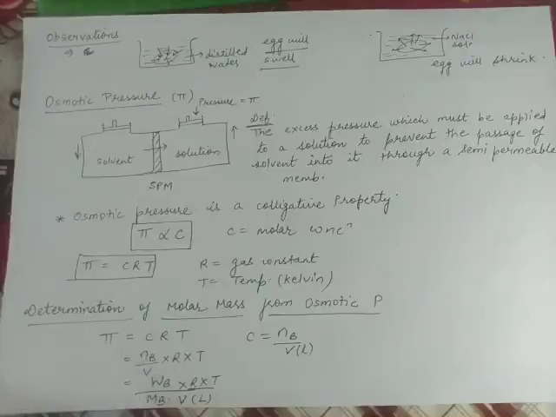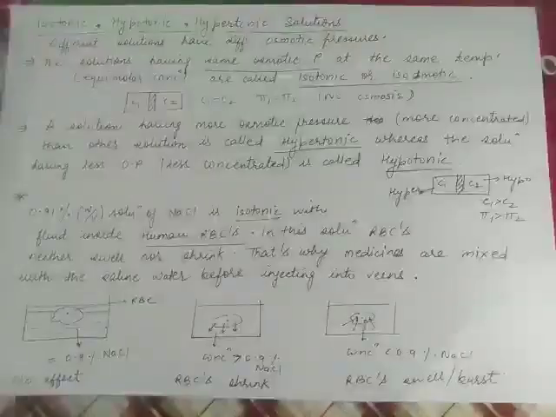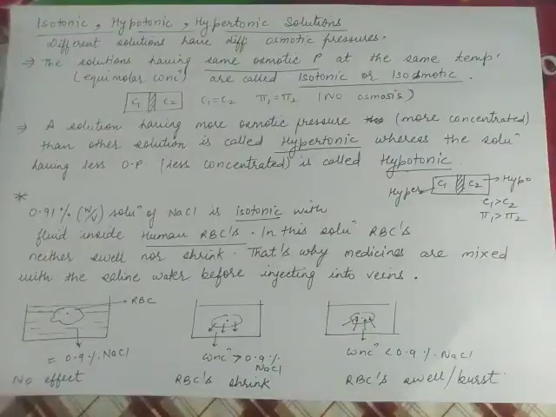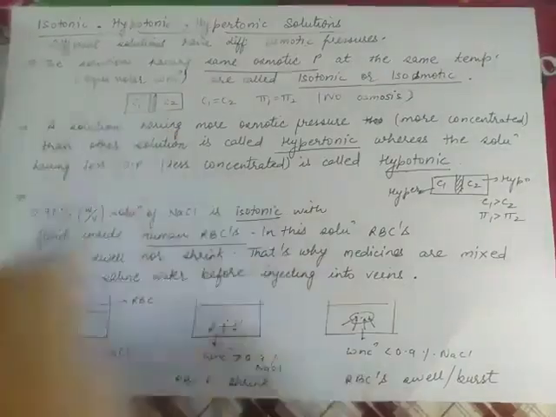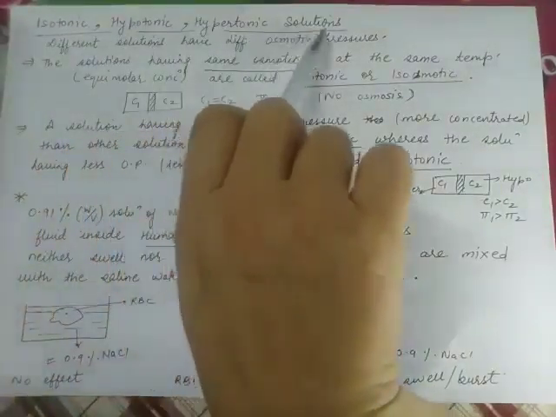Now what is NB? Given mass upon molar mass. R is the universal gas constant, T is temperature, and this volume should be in liters. So this is the formula for calculating pi, and from this formula we can calculate the molar mass of an unknown solute.